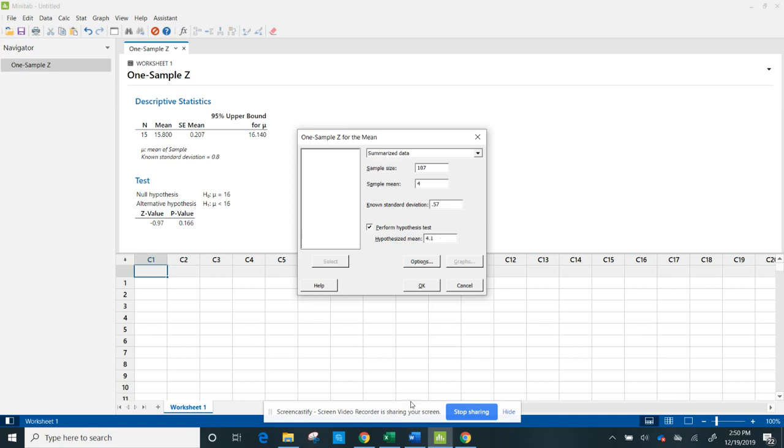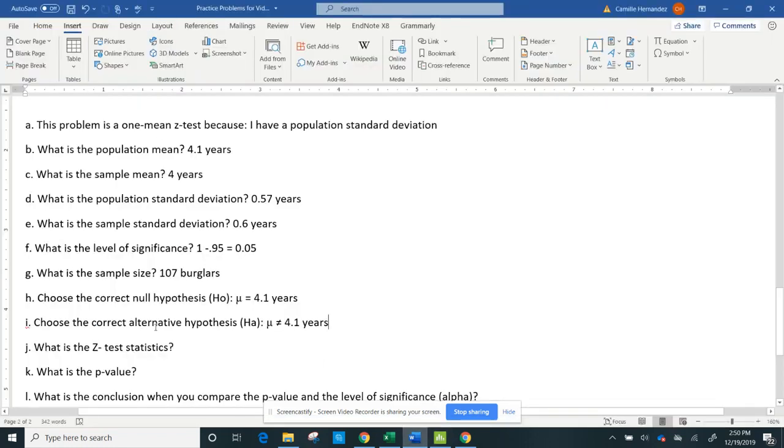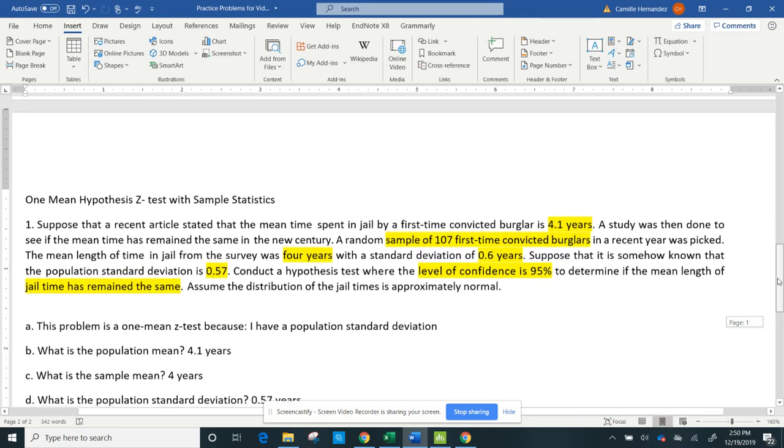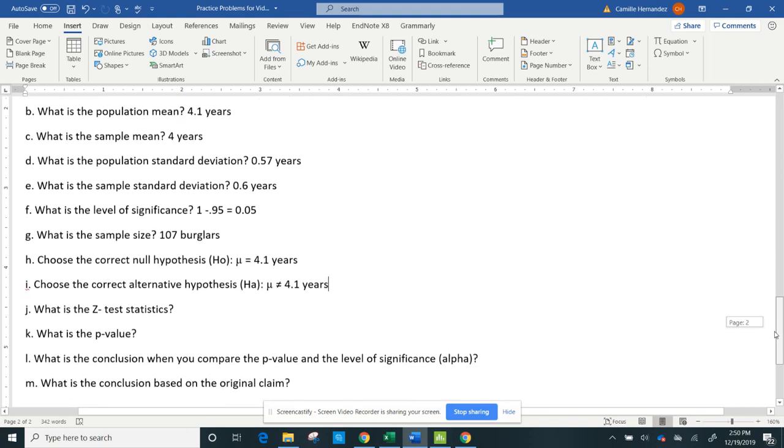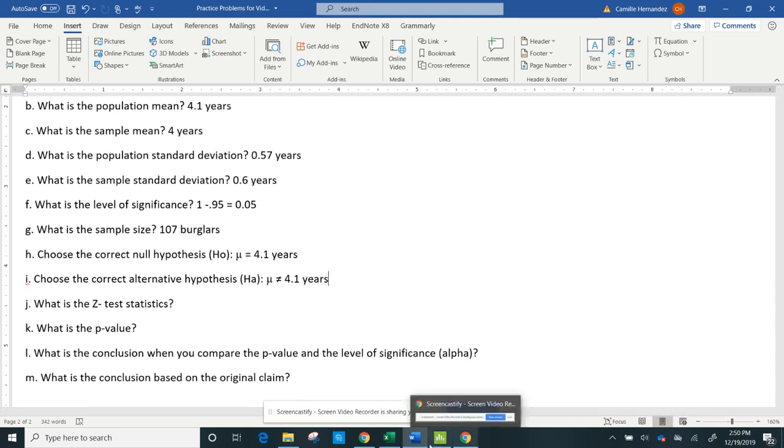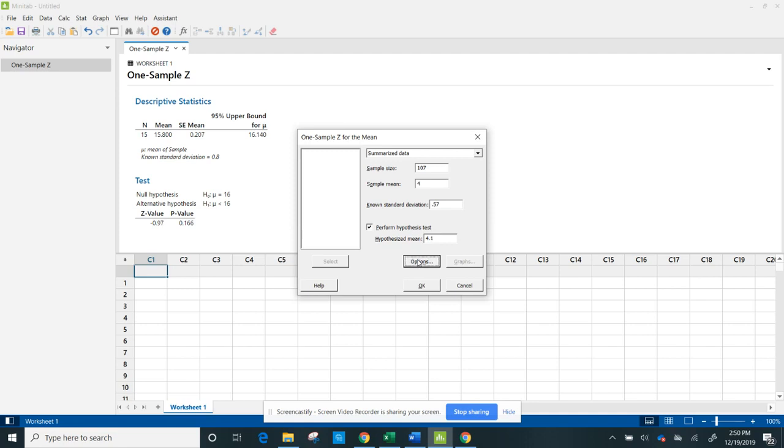And again, I'm getting all that information from here. I maybe gave you more information than you needed, but I'm trying to break it down so you see how I broke down everything, because I know a lot of people don't like word problems, and this is a way for me to help you get through these word problems. Okay. Going back to Minitab, my options.